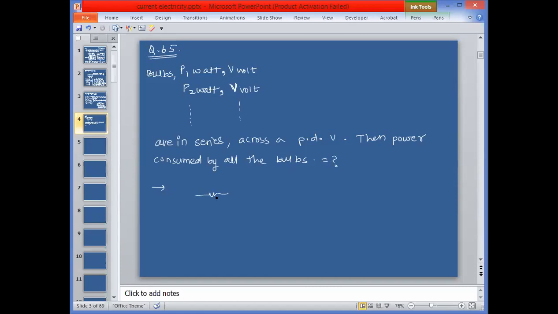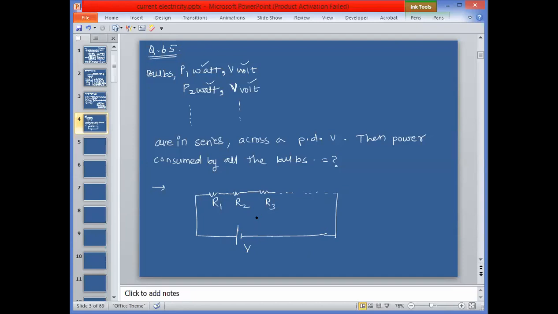Try to understand. This is the first bulb having resistance R1. This is the second bulb having resistance R2. Now I'm not going to draw the bulb symbol, okay? R3 and so on. Each bulb has rating P1 watt, V volt, P2 watt, V volt, P3 watt, V volt. Power ratings are different, but voltage ratings are same. And let's say there is a battery with potential difference equal to V. Fine. Now let's say there are n number of bulbs.